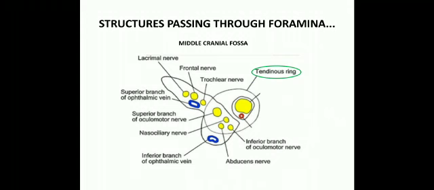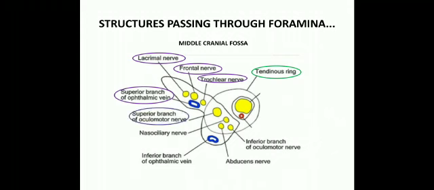The lateral part transmits the lacrimal nerve, frontal nerve and the trochlear nerve. We can remember LFT: lacrimal nerve, frontal nerve and trochlear nerve. Along with that, the superior branch of the ophthalmic vein. So, the lateral part consists of LFTS: the lacrimal nerve, frontal nerve, trochlear nerve and superior ophthalmic vein.